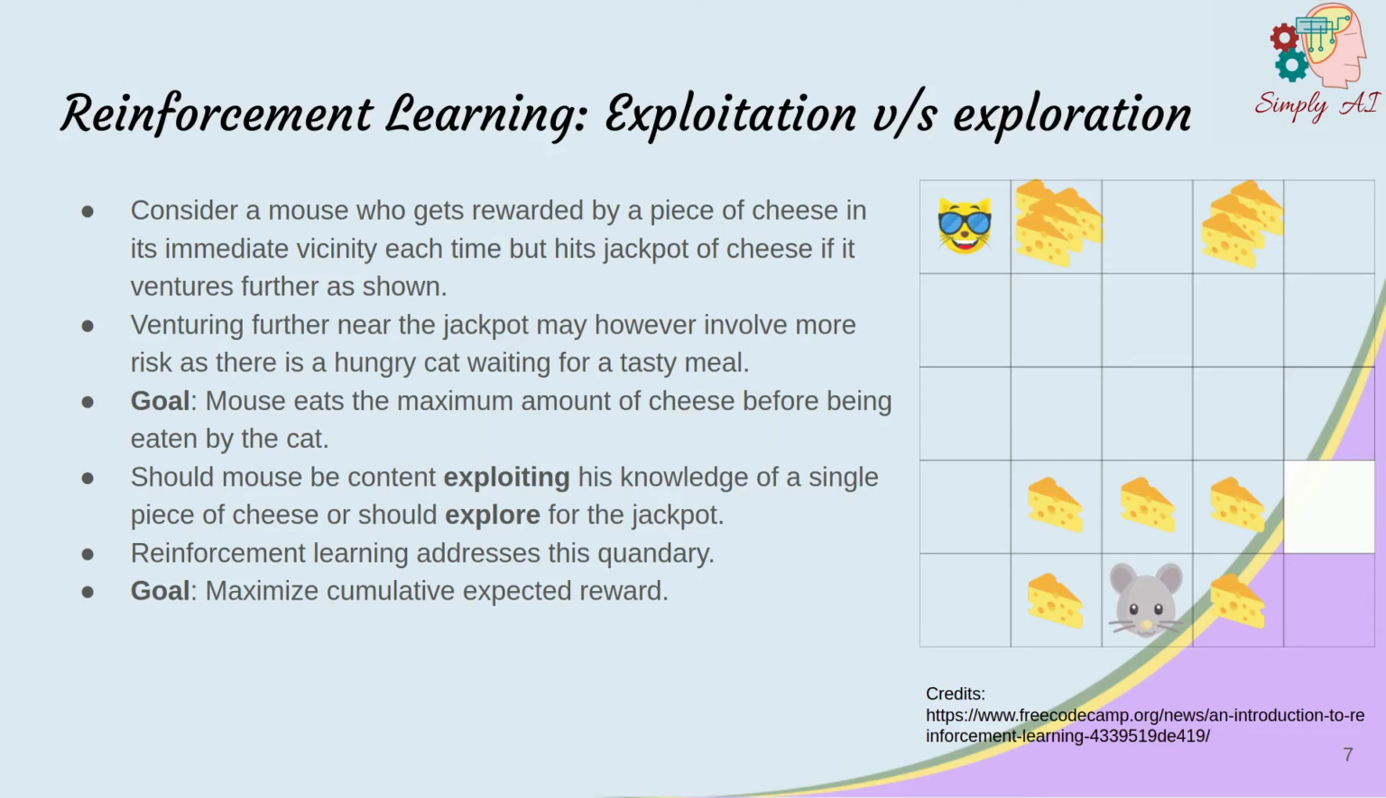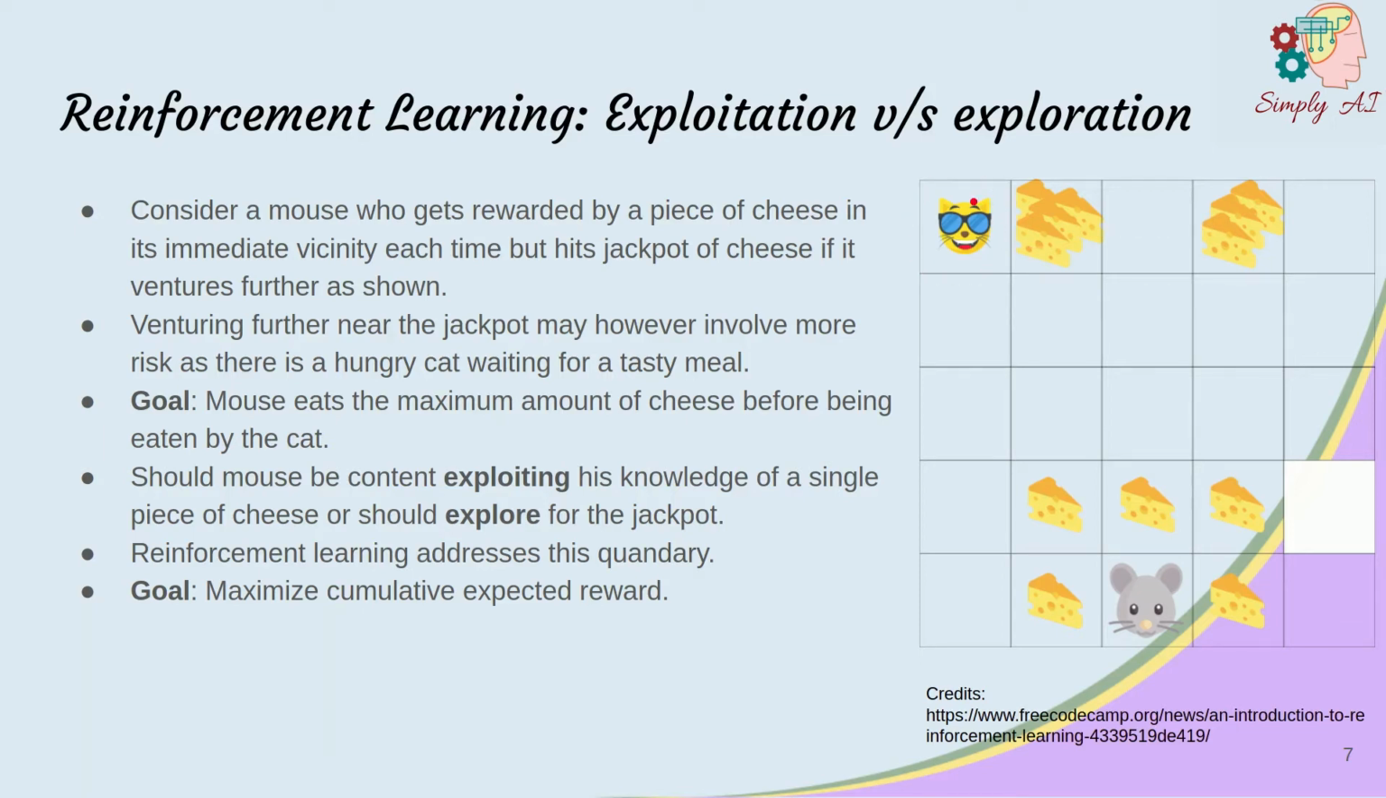Reinforcement learning is one of the very cool, new, interesting AI fields. Consider a mouse who gets rewarded by a single piece of cheese as it moves to the immediate vicinity each time. However, if it ventures further, it may hit a jackpot of cheese, as shown here. Venturing further is, however, not completely without risk. Near the jackpot, there may be a hungry cat waiting for a tasty meal.